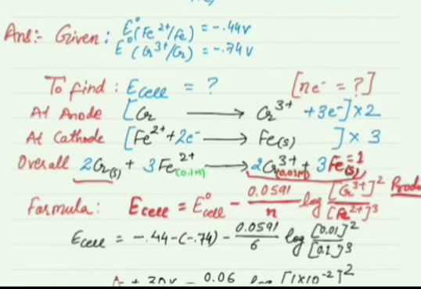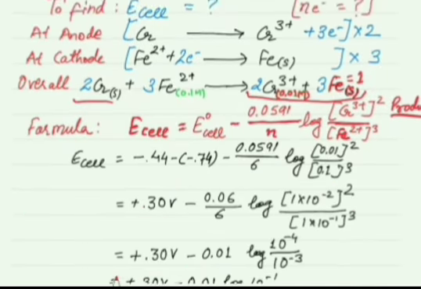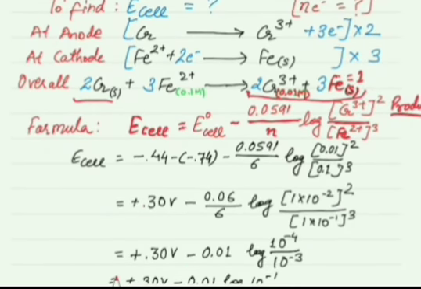So you have 2 options to write. If you have the cell representation reaction, then you can write the value from reference. You can use this value from the anode, or if you have the redox reaction, then you will take the value from the product side, the ionic concentration in the product side.